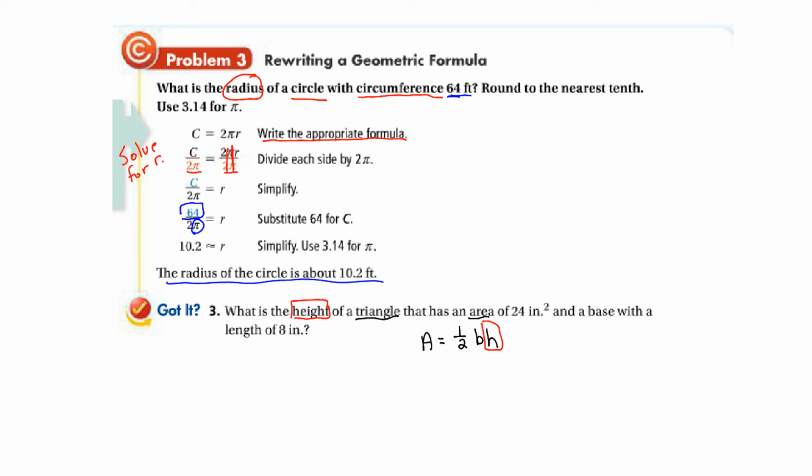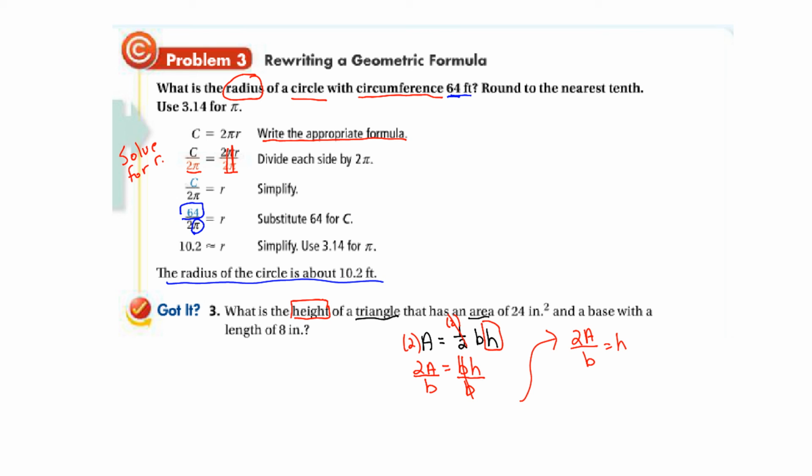So following my steps for solving an equation, I want to get rid of that 1/2 first, the fraction. To do that, I multiply both sides here by 2, which gives me 2 times a. Now 2 times 1/2 is 1 and cancels out, so I have b times h. Then I would divide both sides by the b to get that h by itself. So I end up with 2a divided by b equals h.